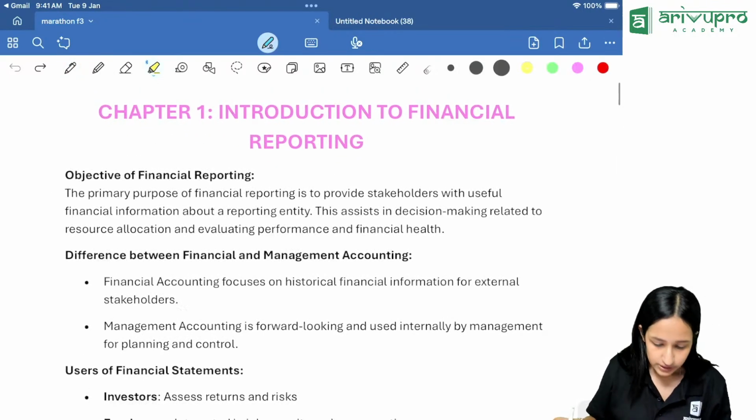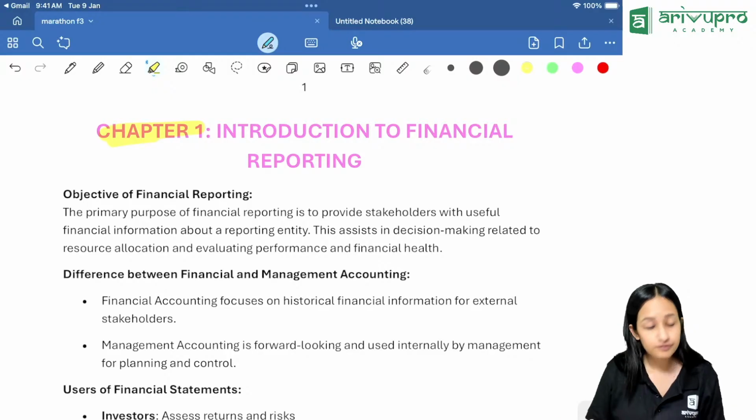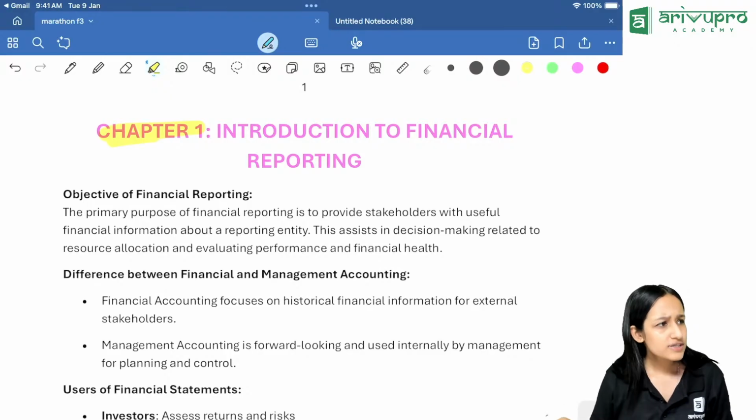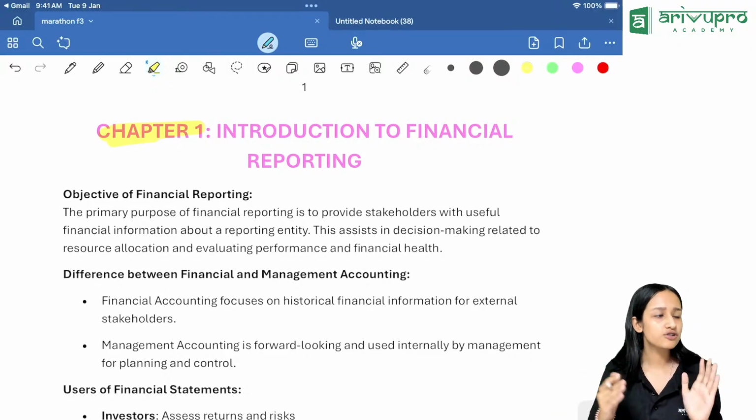Right. So first, let's start with chapter 1, Introduction to Financial Reporting. Now, what is financial reporting? Financial reporting, you're just reporting your financials to someone.